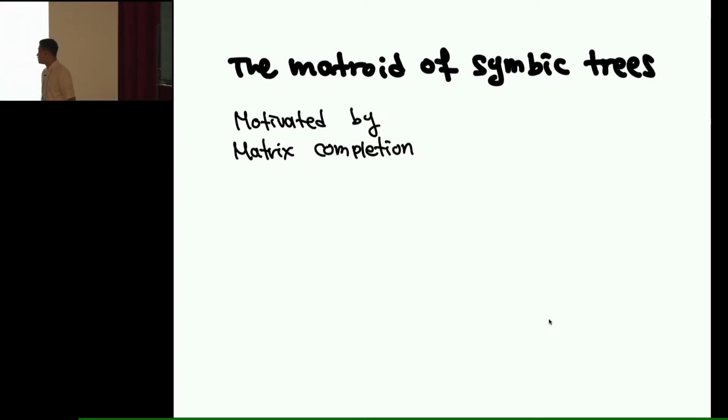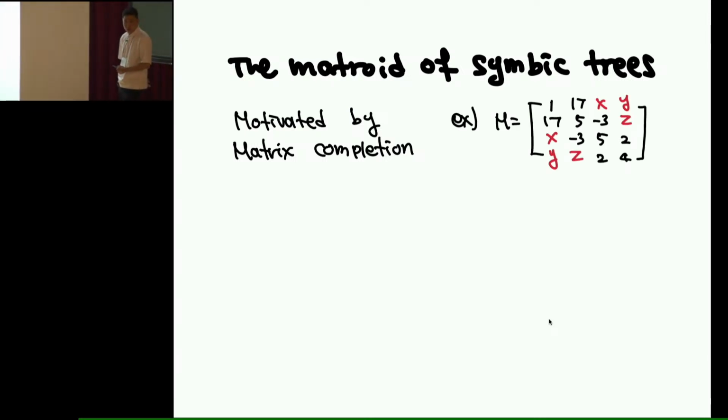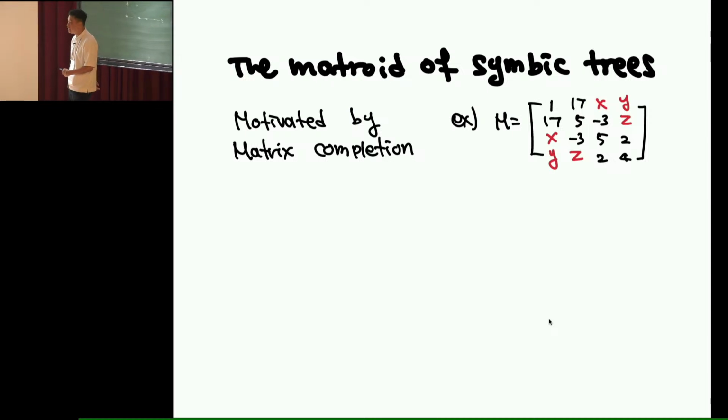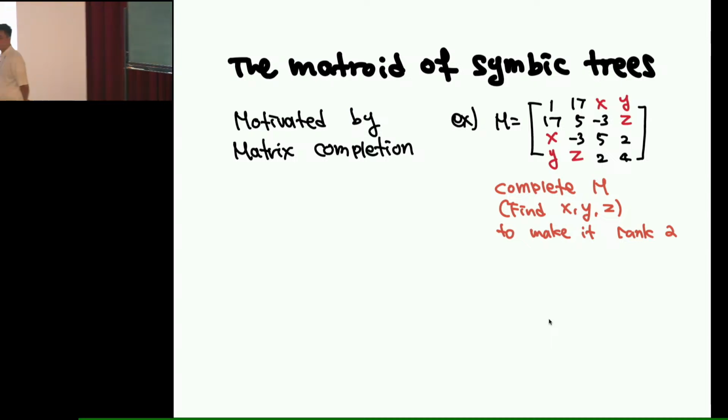This problem is motivated by the matrix completion problem. Let me talk about an example. We have a matrix here, but this is a partial matrix, which means that some entries are unknown. X, Y, Z are unknown entries. What I want to do is, can you complete this matrix to have rank 2? Can you find proper numbers X, Y, Z such that this matrix has rank 2? This is the matrix completion problem.